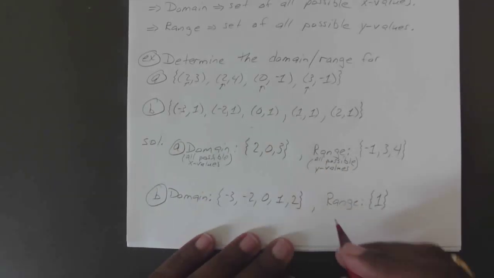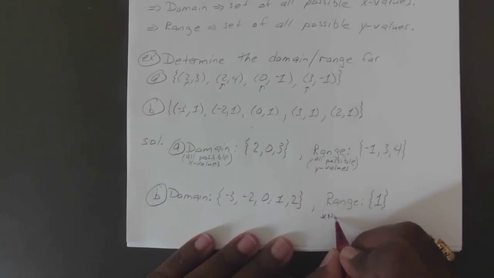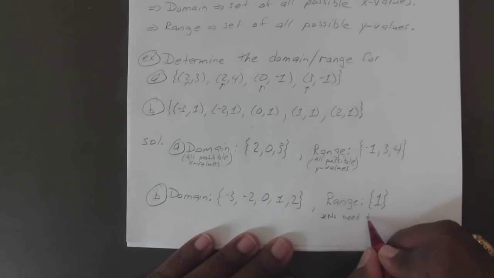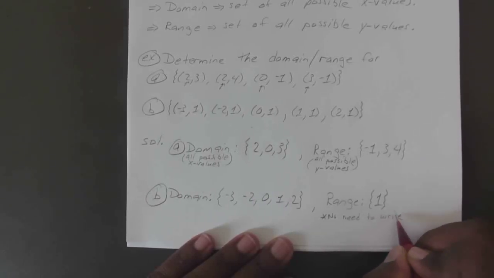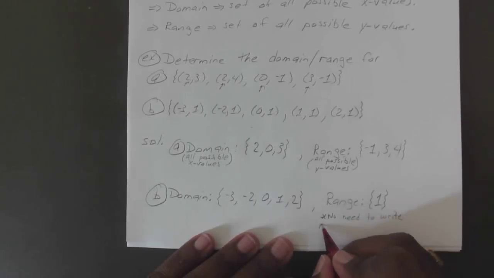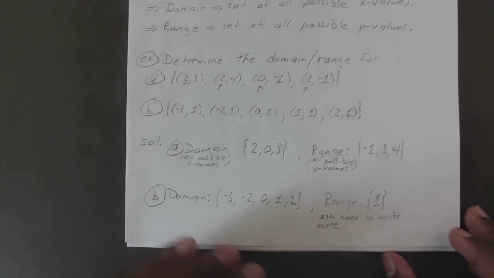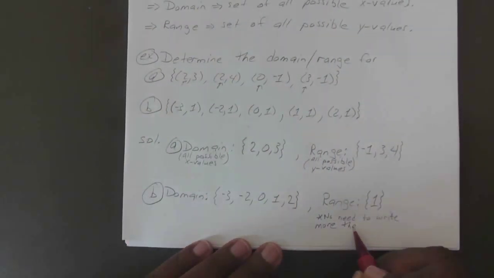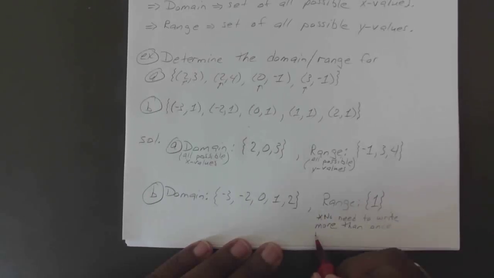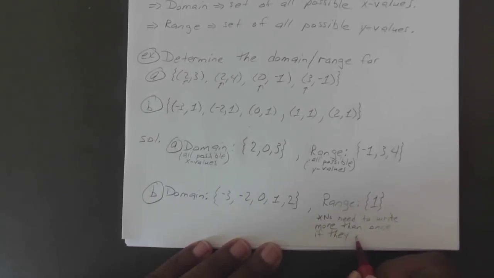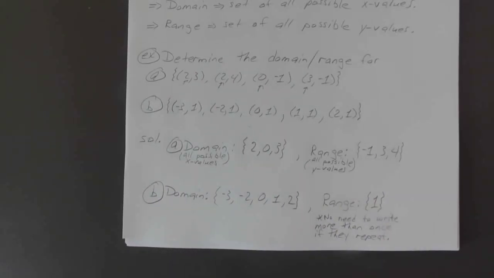Make a little side note: no need to write more than once if they repeat. So even though 1 appears over and over, you only write 1 one time. All right, so any questions on that one?